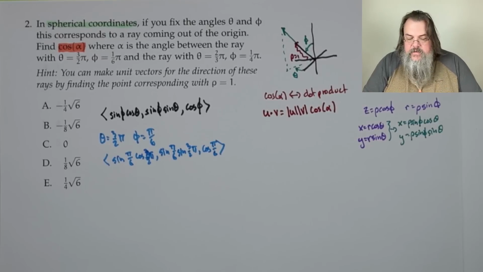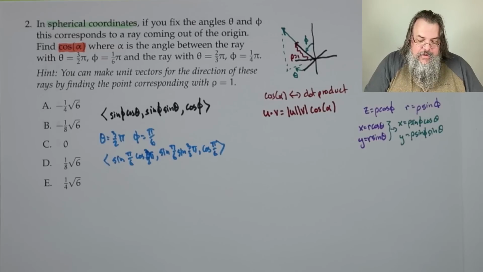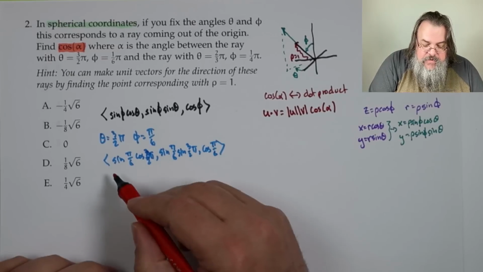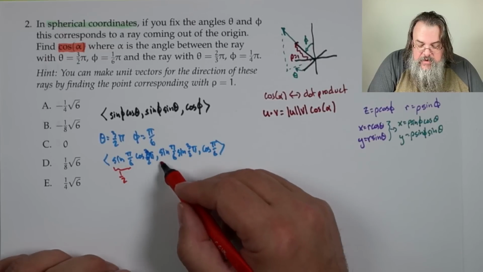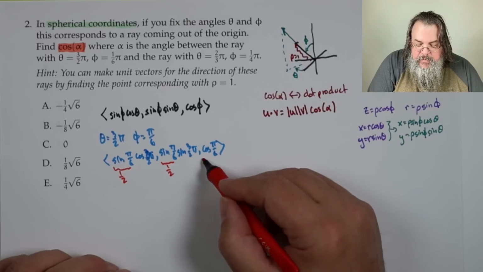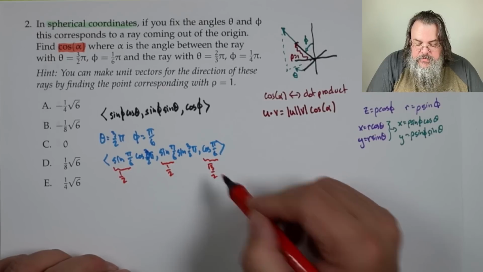Now, some things we can look up, other things we can figure out. Sine pi over 6, we can look that up. It's on our formula sheet. So that's a half. Cosine pi over 6, root 3 over 2.